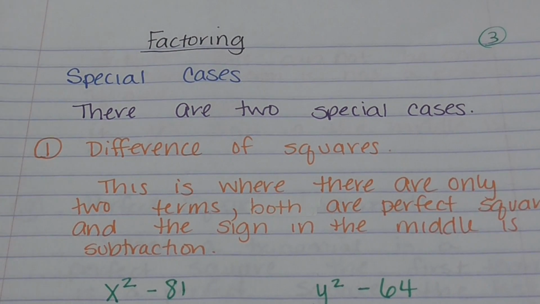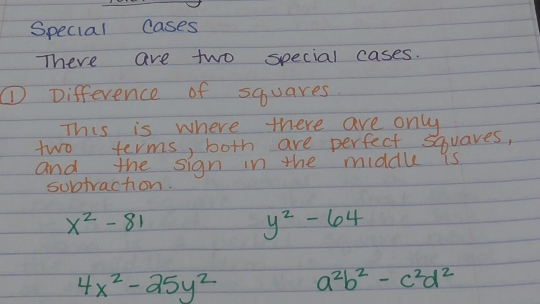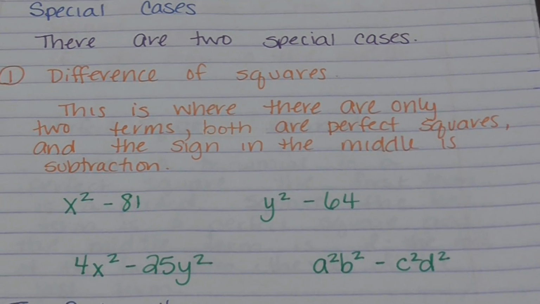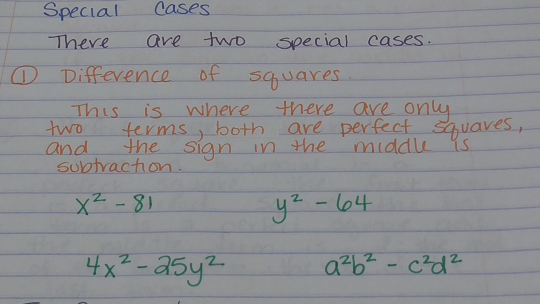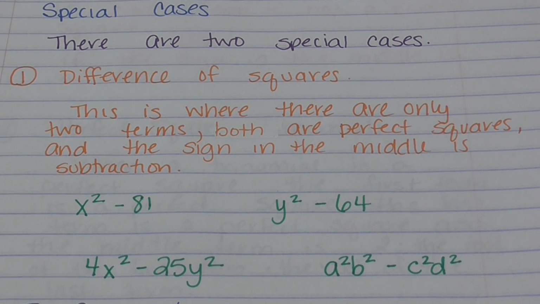All right, so there's some special cases when it comes to factoring. The first one is difference of squares. This is where there's only two terms, both are perfect squares, and the sign of the middle term is subtraction. So these examples here, x squared minus 81, y squared minus 64, 4x squared minus 25y squared, a squared minus b squared, all of those are perfect squares that have been subtracted from each other.